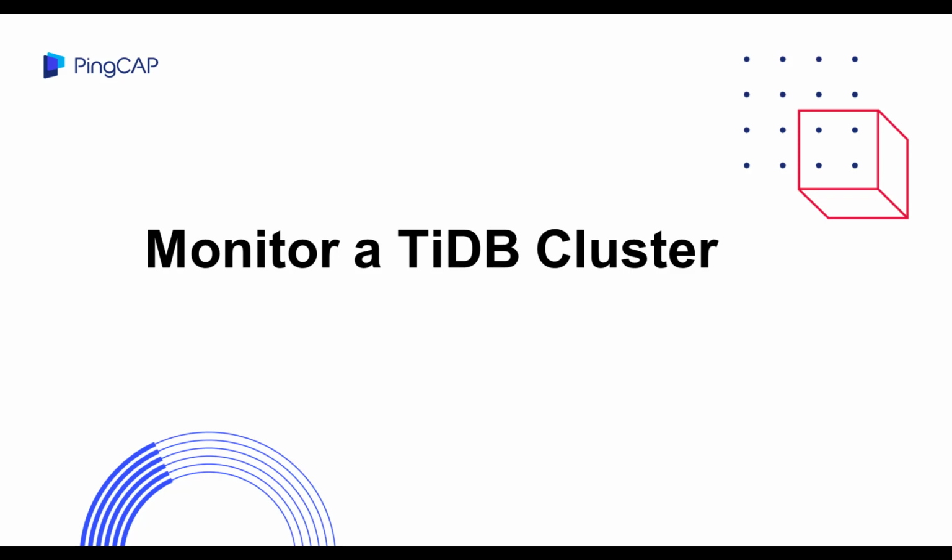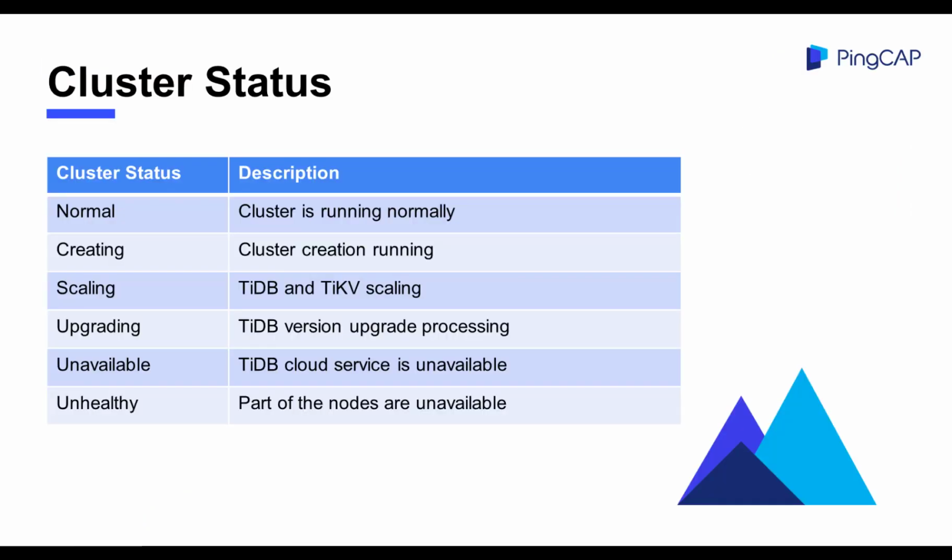Monitor a TiDB cluster. Cluster status shows the status of running clusters on a cluster page. There are 6 cluster statuses. Normal, when the cluster is running normally. Creating, cluster creation running. Scaling, TiDB and TiKV are scaling.